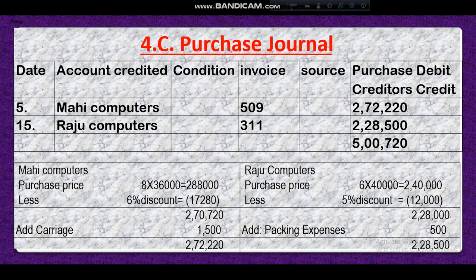Dear student, now purchase journal. For preparing purchase journal, at first we have to draw the columns: date, account credited, condition, invoice, source, purchase account debit, creditors account credit. This is the format of purchase journal. You know in purchase journal we will record only credit purchase. That means if we purchase goods on credit, only that will be recorded in purchase journal.